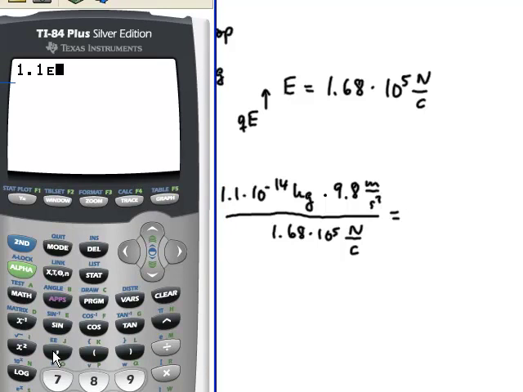1.1 e negative 14 times 9.8 divided by 1.68 10 to the 5th. Okay, the way I just wrote this here, 1.68 e 5 works without parentheses. If you tried 1.68 times 10 to the, which is this little dash here, 5th power, you would have to put it in parentheses, because otherwise your calculator interprets it as a multiplication rather than a division, which is what it is. It's a division. Okay. Anyway, enter, and I come up with 6.4 times 10 to the negative 19.